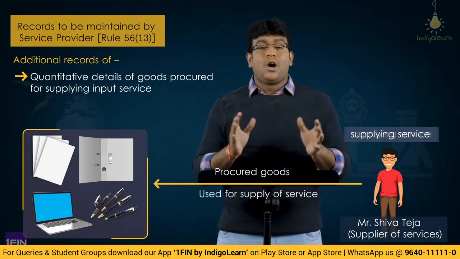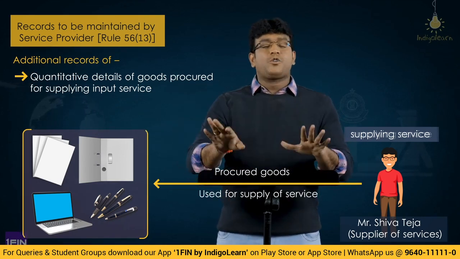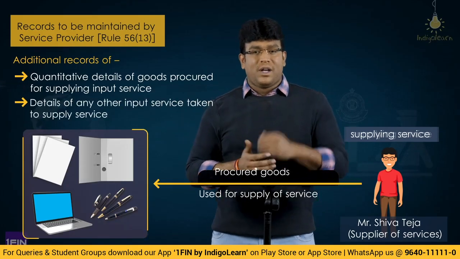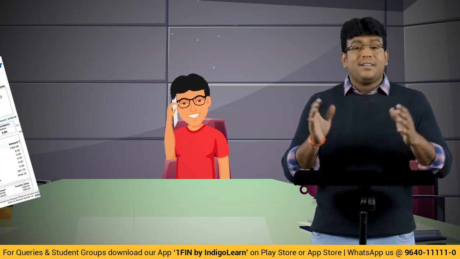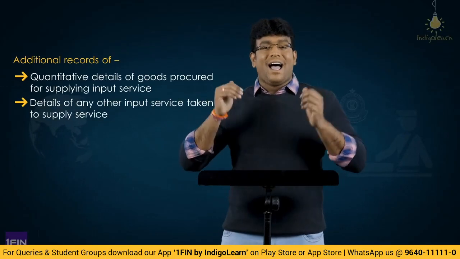So I should maintain proper records and details related to the goods I have taken for supplying service, or any other input service I have taken to supply service. For example, guys, when I am sitting at my office, there is a telephone I am using, and a telephone bill comes, and on that telephone bill there is GST charged, and that GST I can claim as input tax credit, and that is nothing but input service for Shivateja. So those details also I should maintain, and also finally the details of services which have been supplied. In simple terms, I am maintaining details of my input services, the goods I have procured, and the services I have supplied.